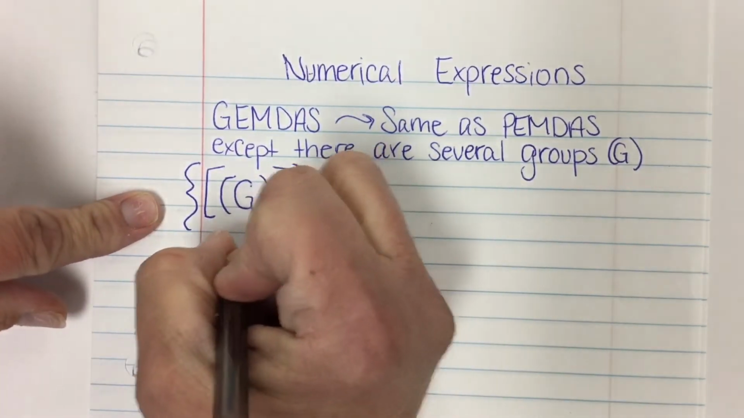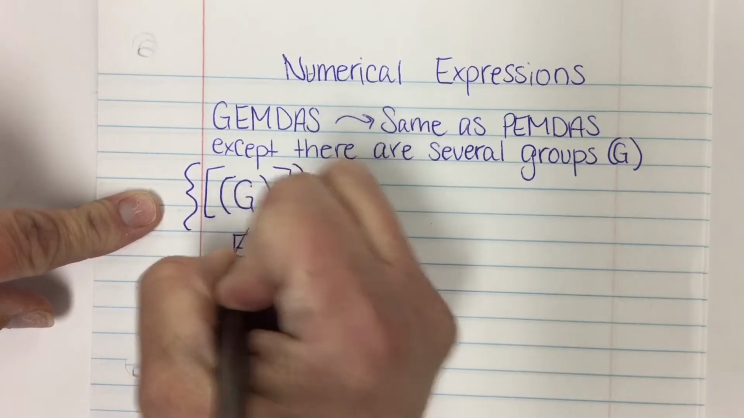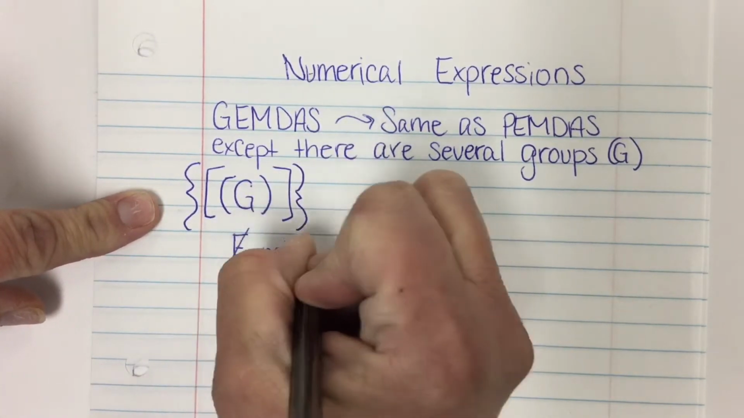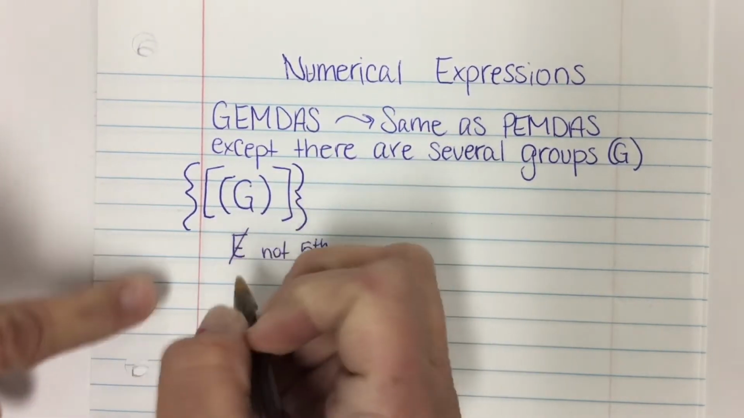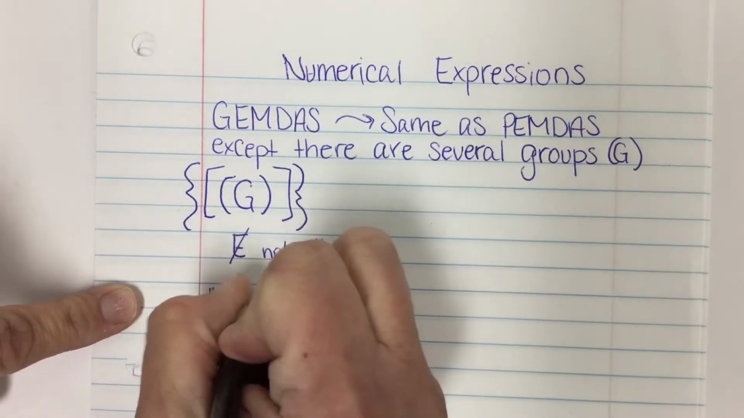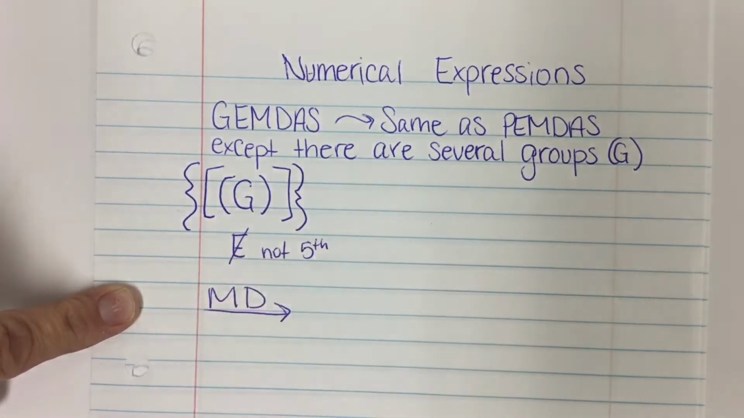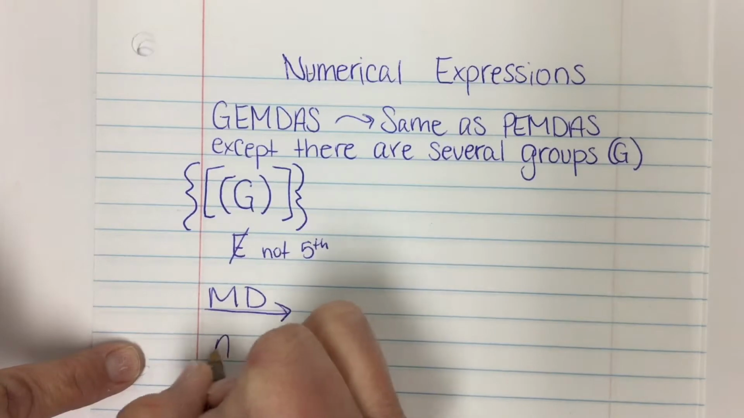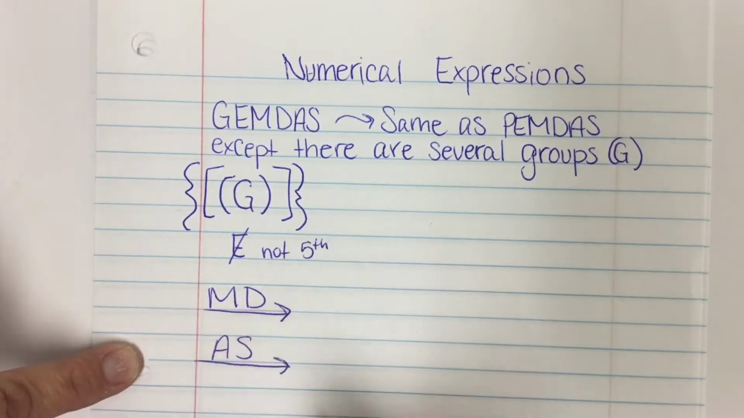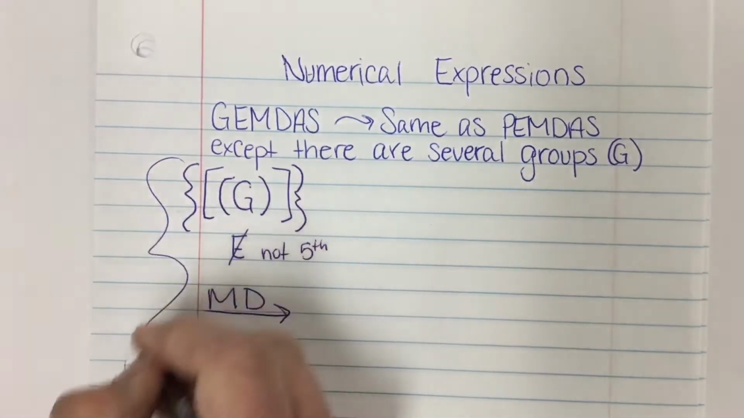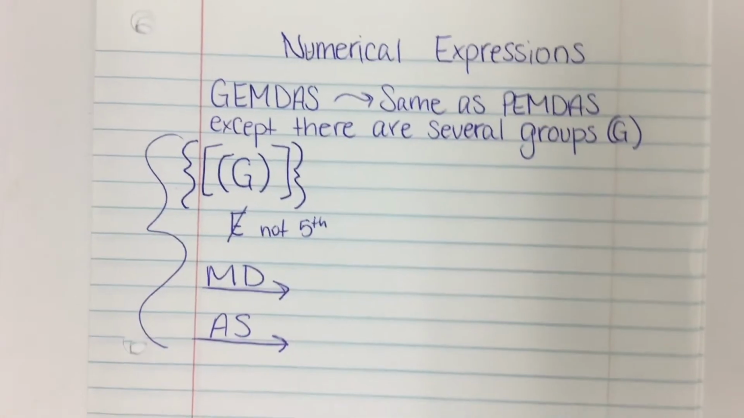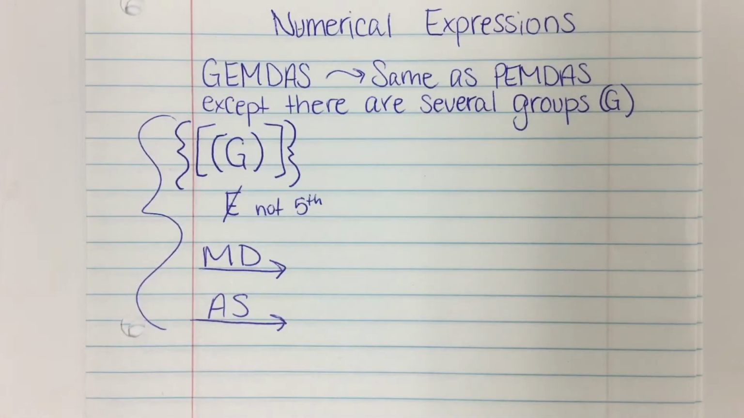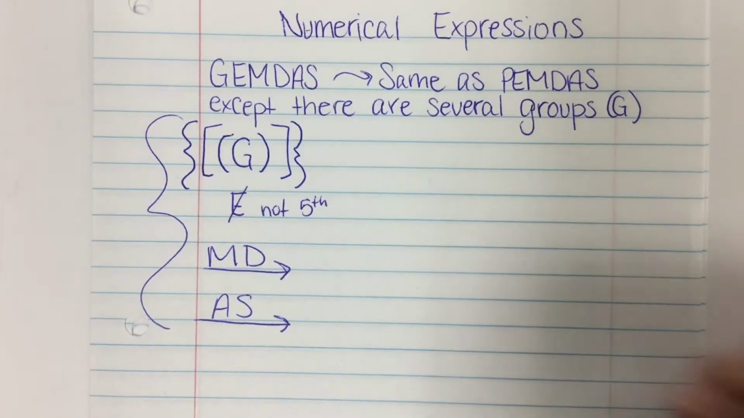All right, and then you have the E, which again, not 5th grade. We have M and D, multiply and divide from left to right. And then A and S, which is add and subtract from left to right. So GEMDAS is the same as PEMDAS. It's just we're talking about multiple groups instead of just parentheses. Okay? So we're going to do it exactly the same way.